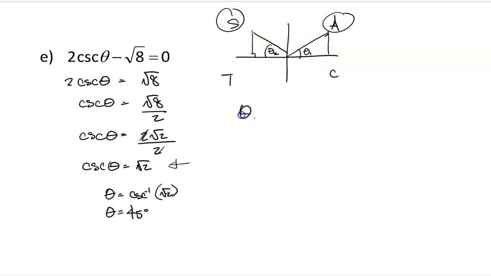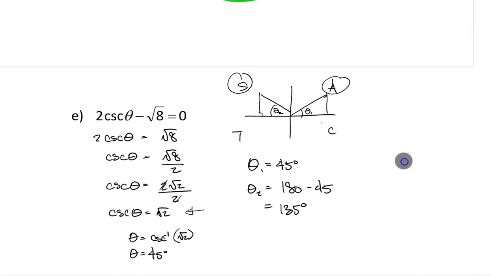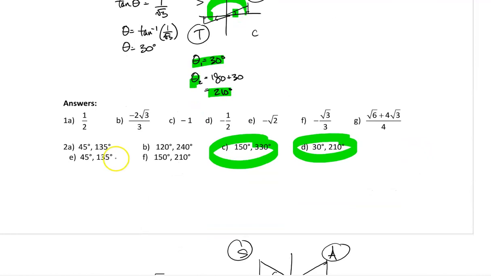So let's just list them out. Theta 1 is equal to 45 degrees, and theta 2 is equal to 90, or you can say a full 180, and we're going to subtract the 45. Yeah, that's better. 180 subtract 45, and that's 135 degrees. Now that puts you into the second quadrant. So these are my two answers for letter E, 45 and 135. Let's just see if that checks out.